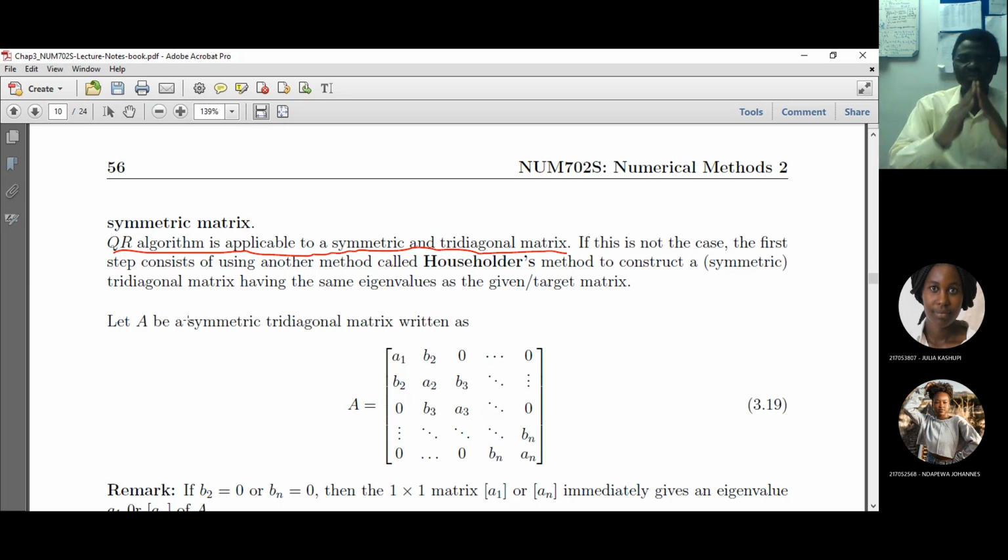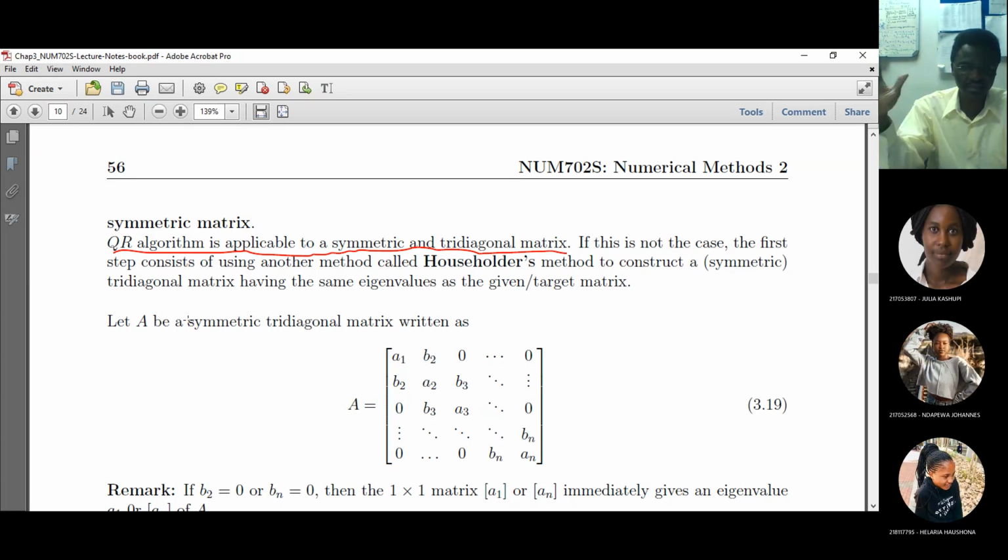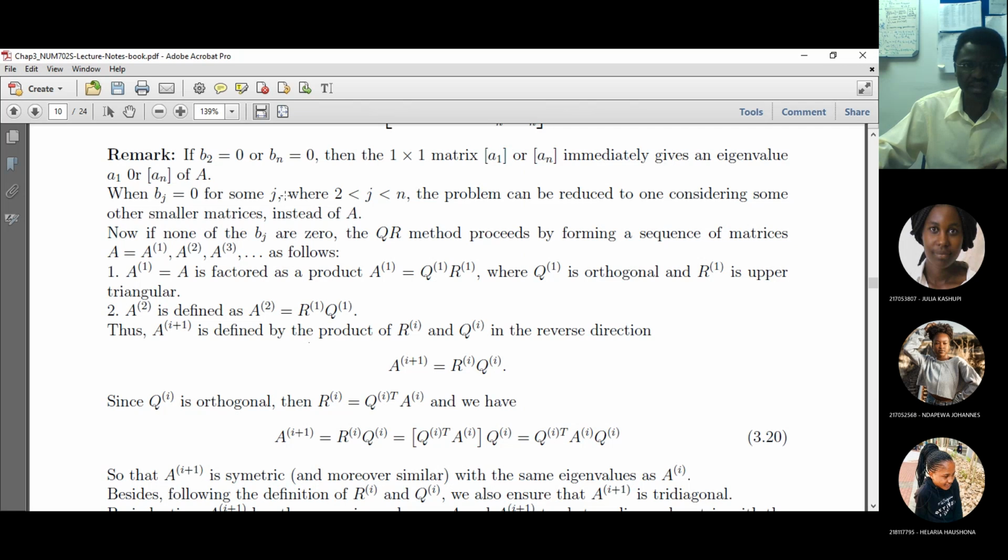Okay, now if I'm given a symmetric matrix, of course, it has to be symmetric, and I want to find its eigenvalues. If the symmetric matrix that I have is not tridiagonal, the first thing I have to do is to perform the Householder method on that matrix to transform it into a tridiagonal matrix before I can perform the QR. So those are the steps. Right. Okay. Now here you have the description of how that works.